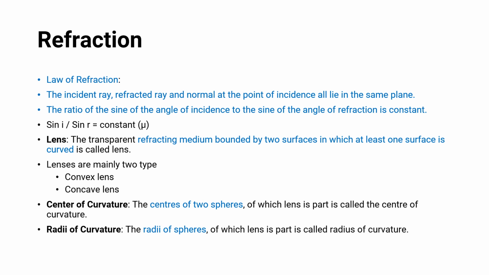Lens. The transparent refracting medium bounded by two surfaces in which at least one surface is curved is called a lens. Lenses are mainly of two types: convex lens and concave lens. Center of curvature. The center of the two spheres of which the lens is part is called the center of curvature. Radii of curvature. The radii of the spheres of which the lens is part are called the radii of curvature.